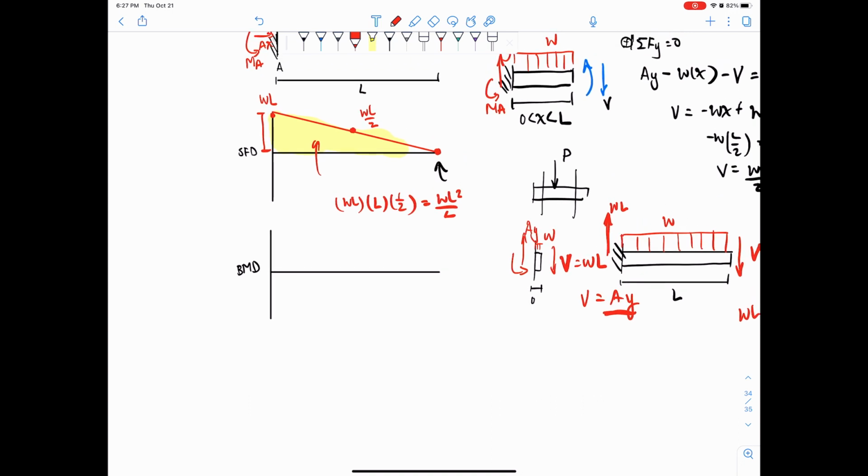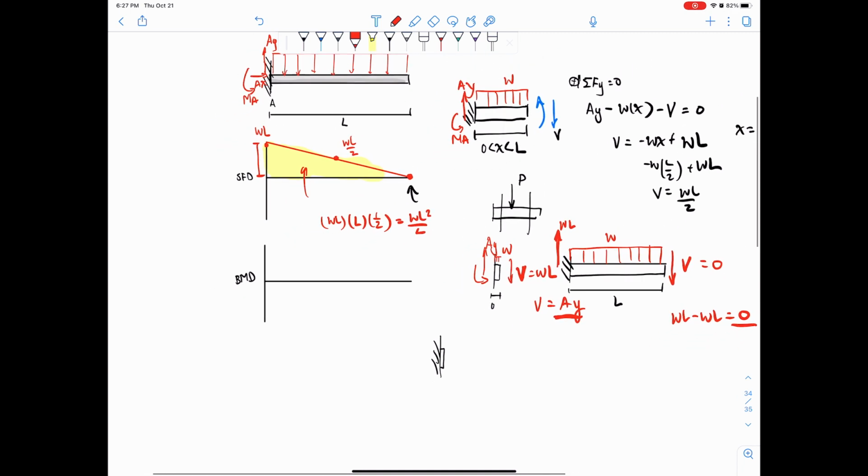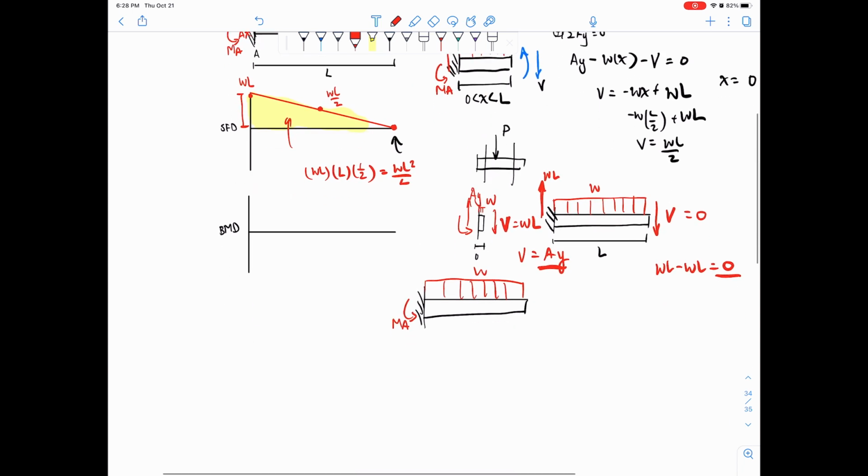So how do we do that? Well, it's easy. First, find your MA. It's always a good idea to solve for reactions first if you know them. It makes your life a lot easier, but somehow I'm very unorganized in this video and forgot to do that. So you have your MA, and then you have your entire beam, like so. This is W.